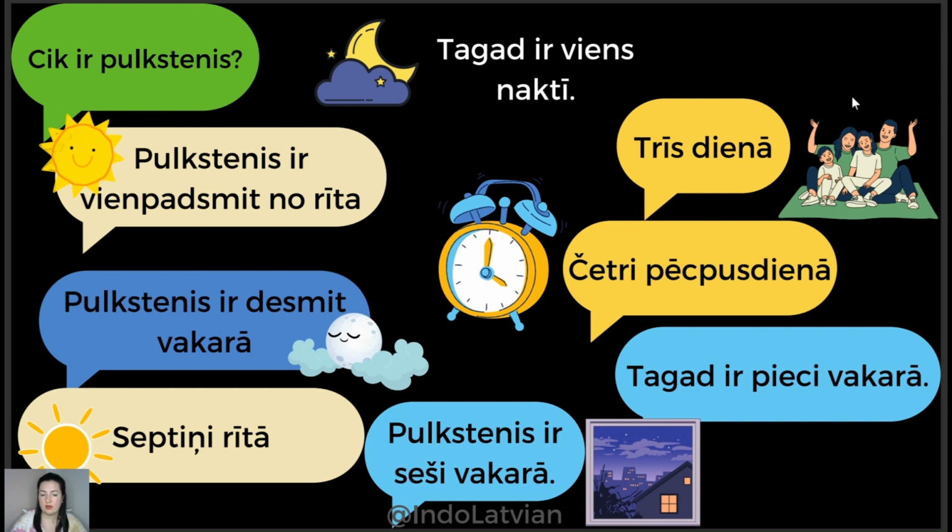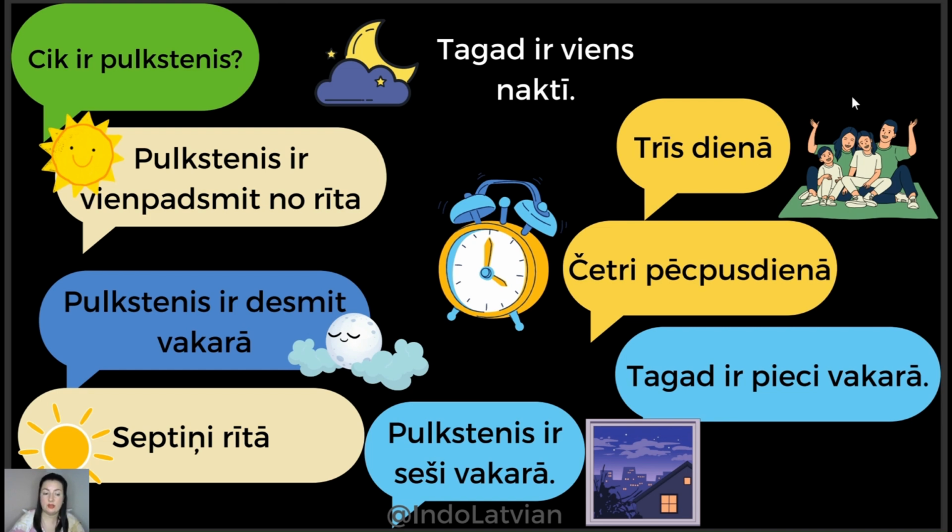Pulkstenis ir 6 vakarā. So you can have very simple. The person can just give you the number and the part of the day which this number belongs to, or could give you a long proper answer. Pulkstenis ir 6 vakarā. Time is 6 o'clock.